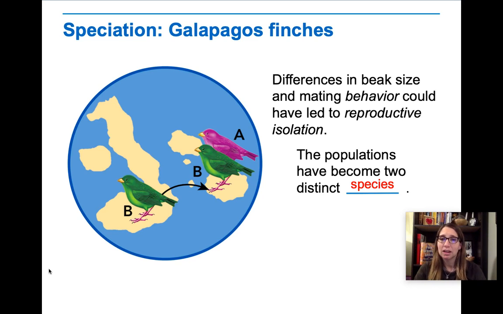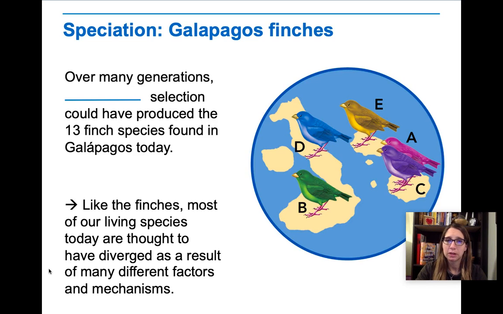So we get eventually here two distinct species that form from that one original group, that one original population that first moved to these islands. And so we see again, the original group is A, and then the group B that we're seeing there is representing the new species that's formed as a result. All right. Over many generations, what we know happened as a result of that is we had many different species of these finches forming as a result of reproductive isolation.